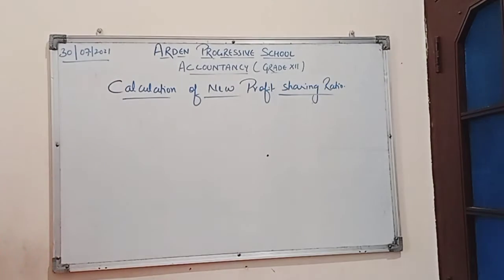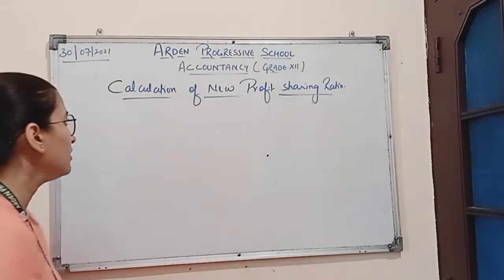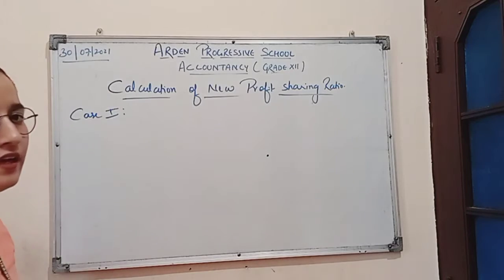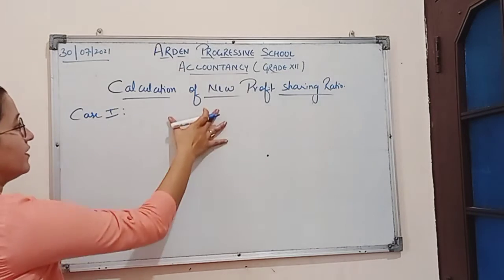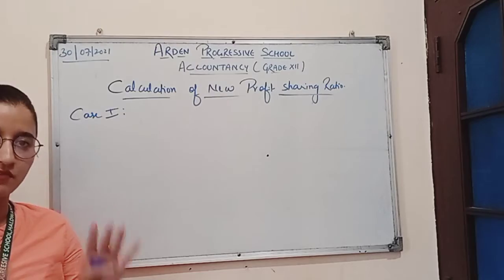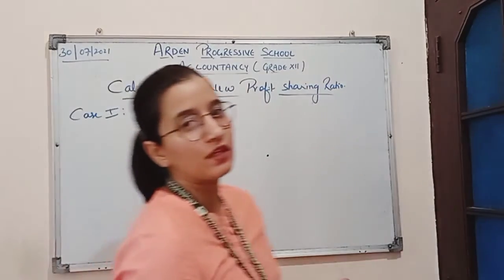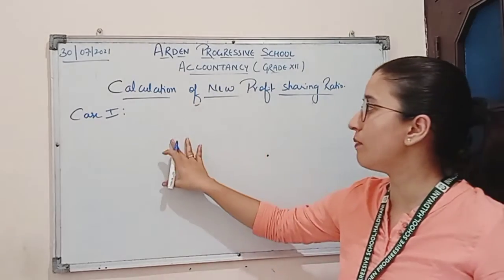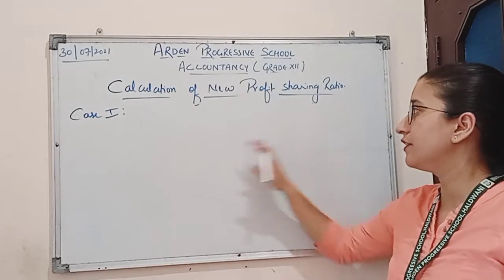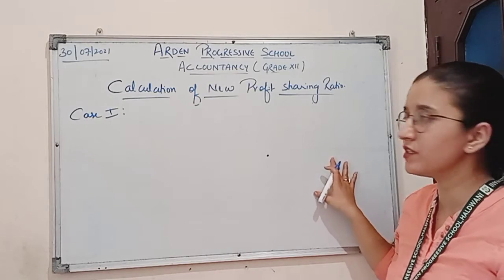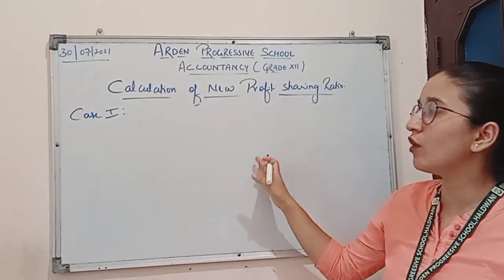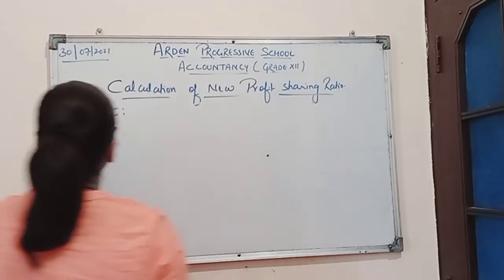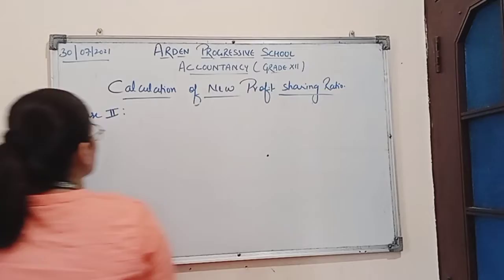As we have discussed this topic in the previous class, we studied case 1 where only the share of a new partner is given and no other information is given related to it. In this case we distribute the profit among the old partners in their old ratio only, and the new partner's share is already given in the question. So we can easily find out the share of the new partner as well as the old partners. Today we will be studying case number 2.